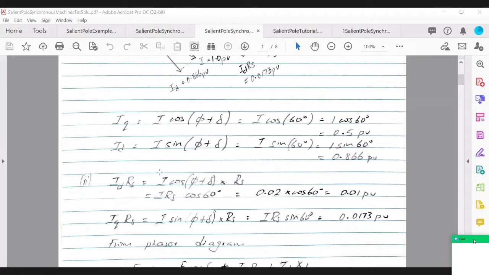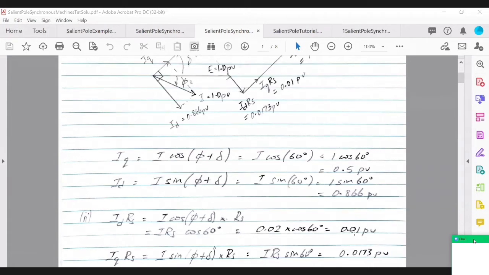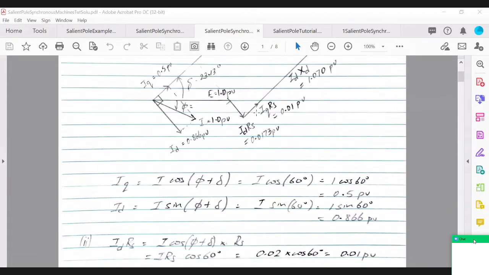IDRS, you just basically replace ID with I cos of phi plus delta times RS, and you can work out the value of IDRS. And again, I've replaced IQ with I sine of phi plus delta, and that gives you the value of IQRS, right? And so those two values are the ones that I was saying here that had worked out. Okay, so that's IDRS and IQRS.